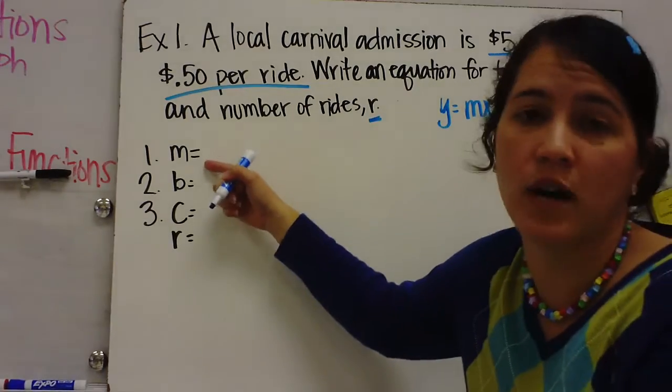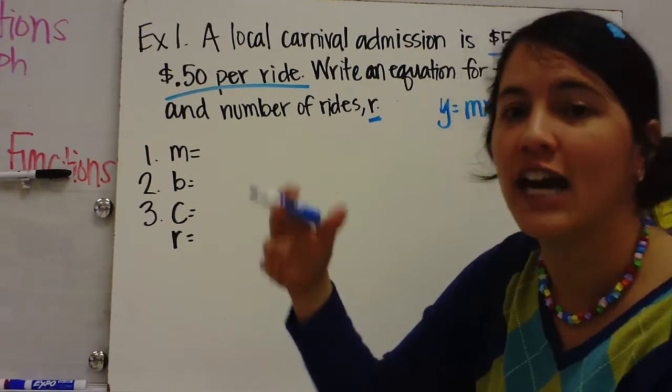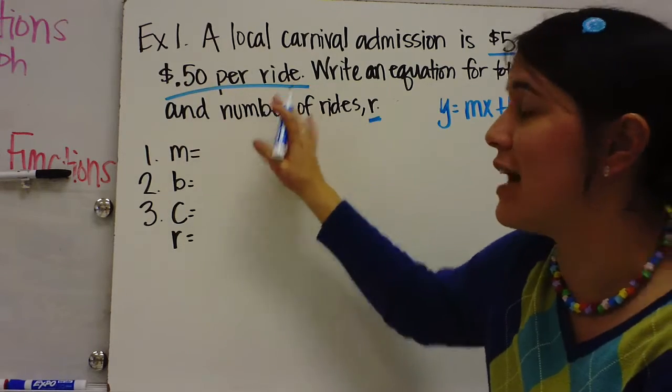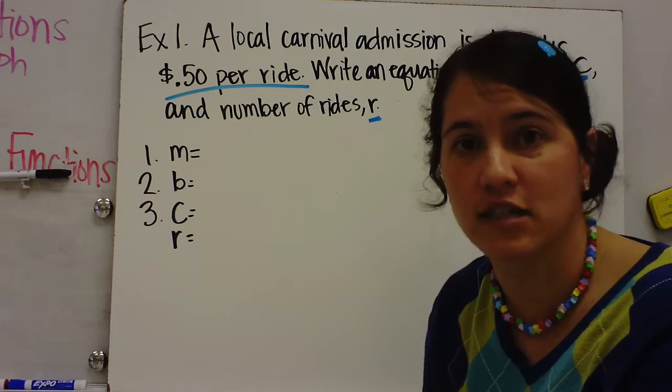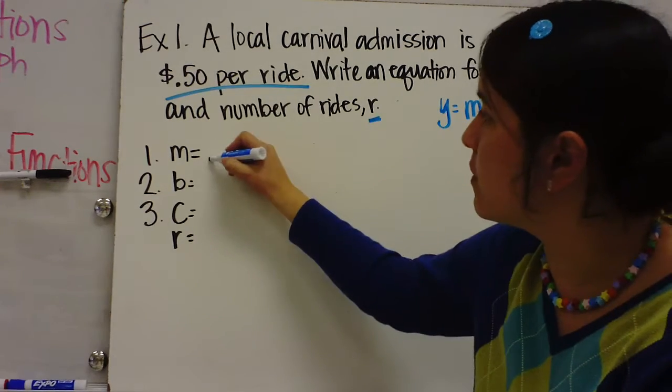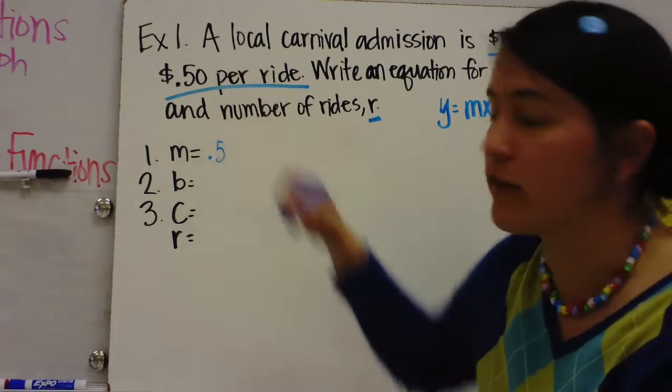So let's start number 1. Let's find the words per, each, every. And in this problem it says 50 cents per ride. So that means if you go on 1 ride it's 50 cents, 2 rides is $1, 3 rides is $1.50. So your slope is going to be 0.5 or 0.50.